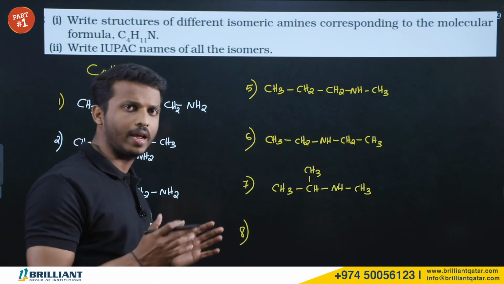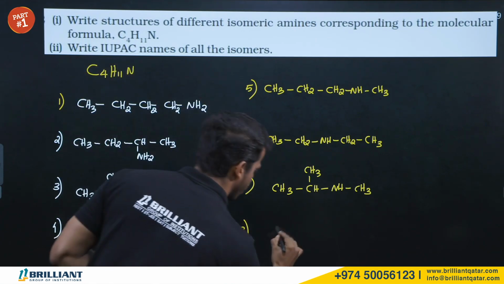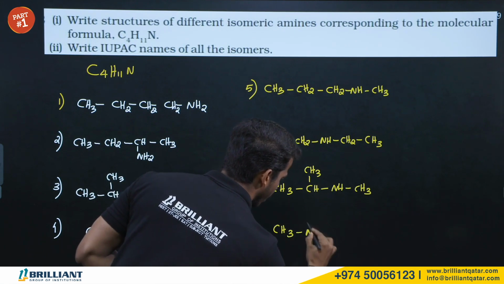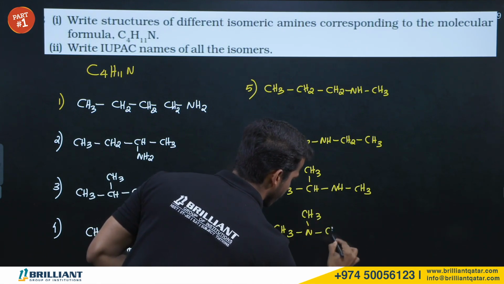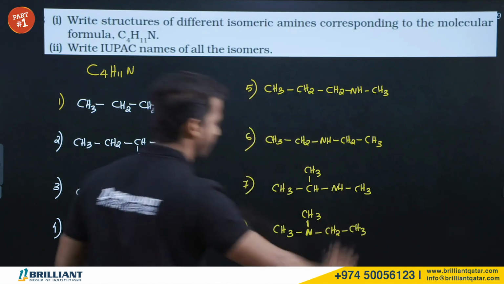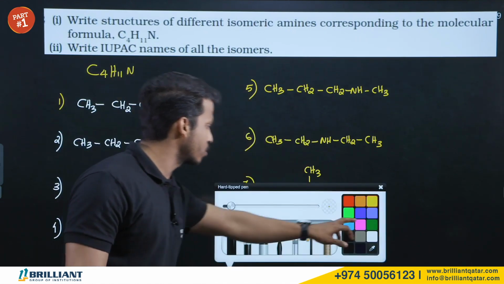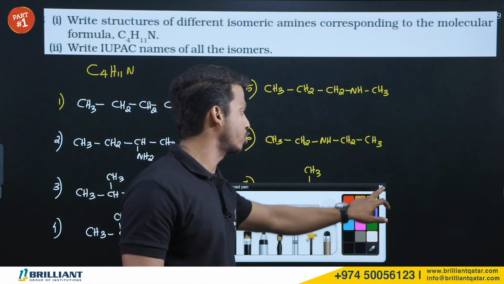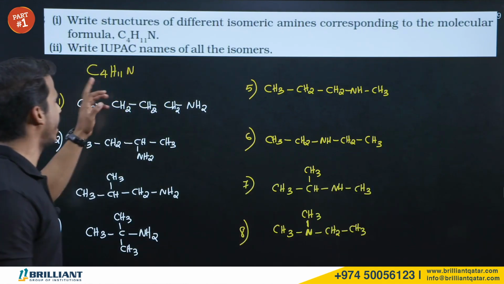Then we can check whether a tertiary is possible or not. Of course, it's possible. CH3, N, CH3, CH2, CH3. Total 4 carbons, nitrogen at the center. All right, these are the maximum, 8 structures, possible for the given compound C4H11N.